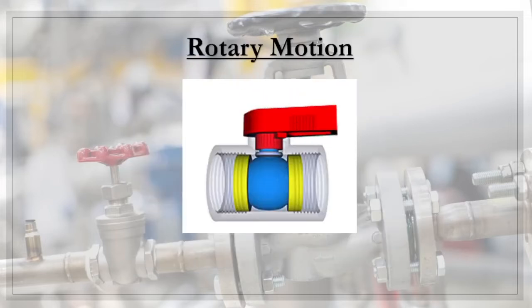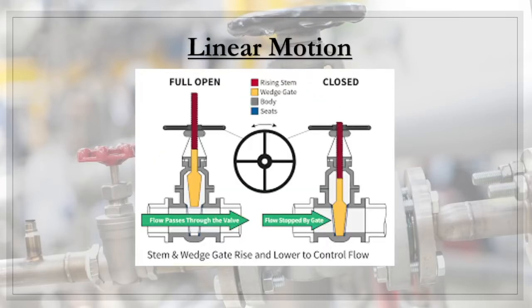Compared to this rotary motion, you can see it is actually a turning or rotation motion. Yeah, this is so simple. In a simple way, we actually have two types: one is rotary motion, one is linear motion. On the linear motion, you can see this as well.